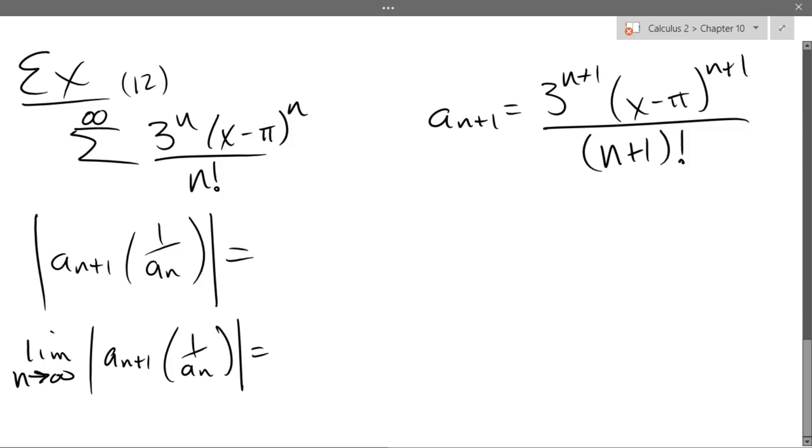And are there any questions on how to get started? So the very last part, you should get some stuff times x minus pi to the first power. The stuff is really an important part of it. But the x minus pi, you get one more in the numerator than the denominator. So you'll just be left with x minus pi. And that's where your absolute value has to remain, because depending on what x is, it could very well be negative.